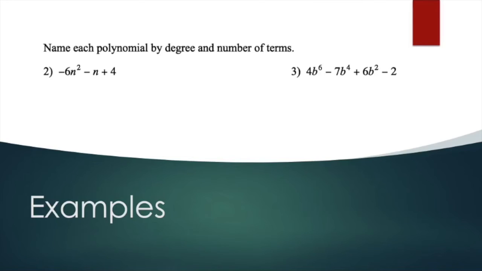Number 3. What's the degree of that one? 6. What's the name for a 6th degree? Just 6th degree, nothing special. And how many terms does it have? 4. Is there a special term for 4? No. So you will write 6th degree, 4 terms.